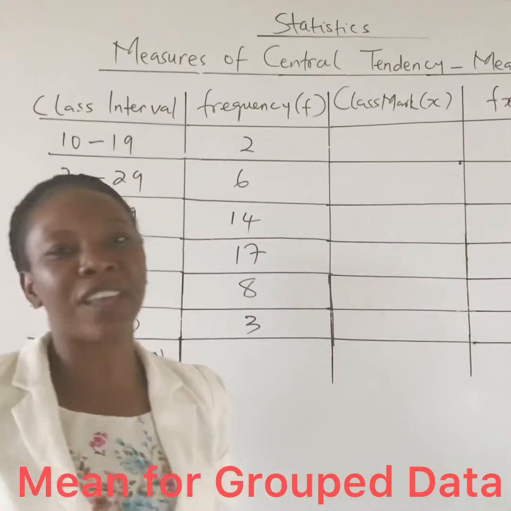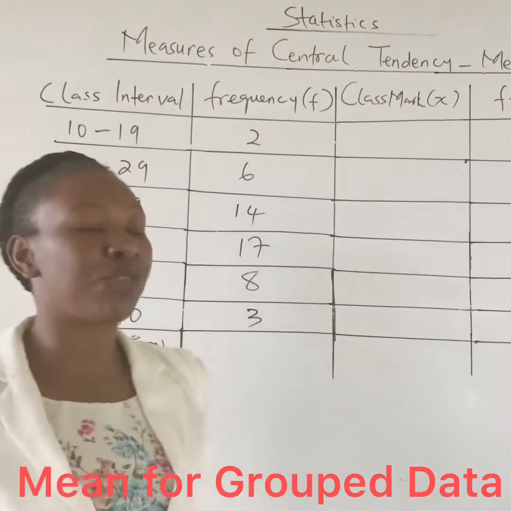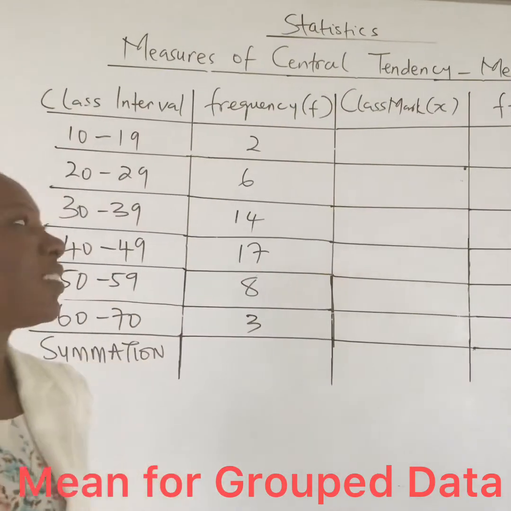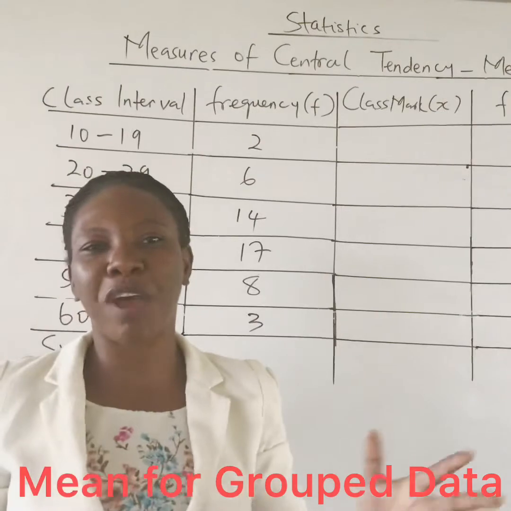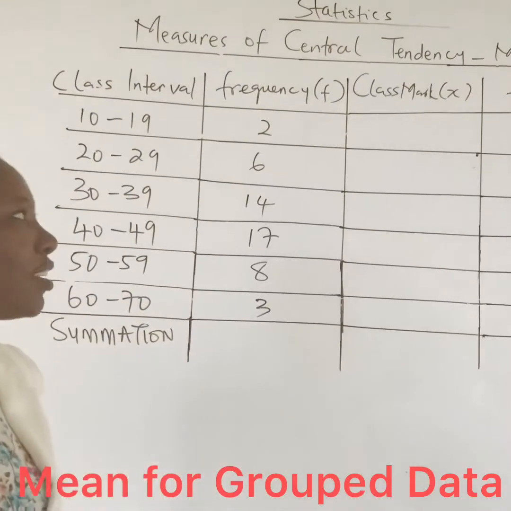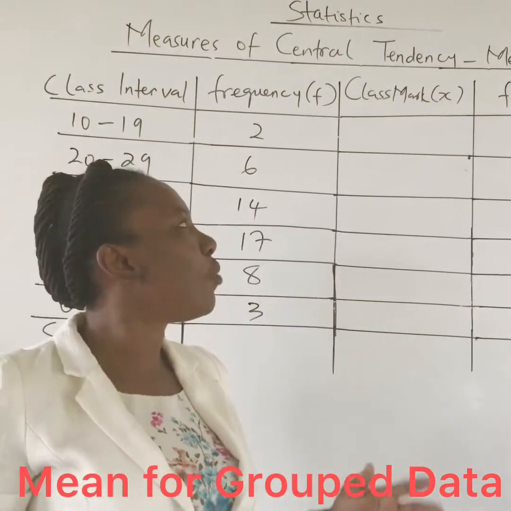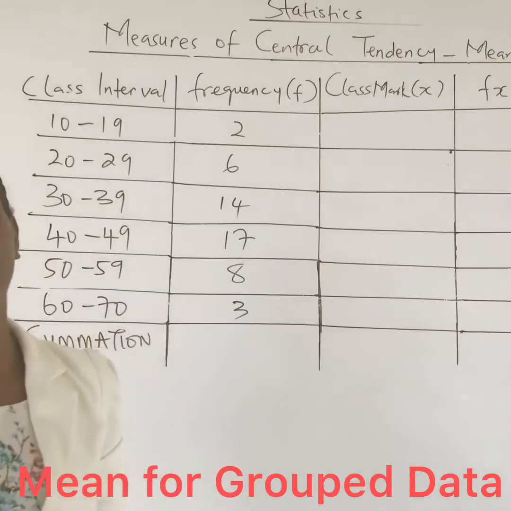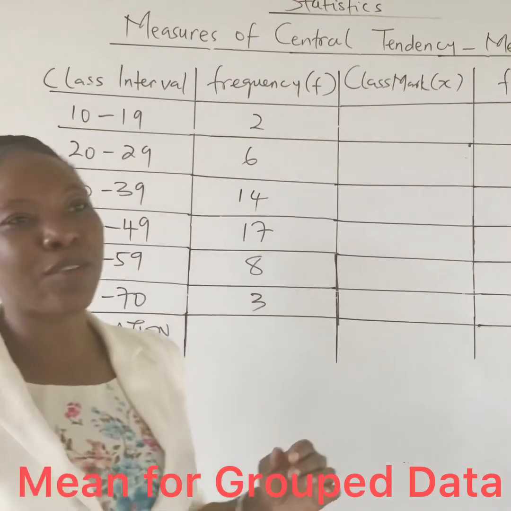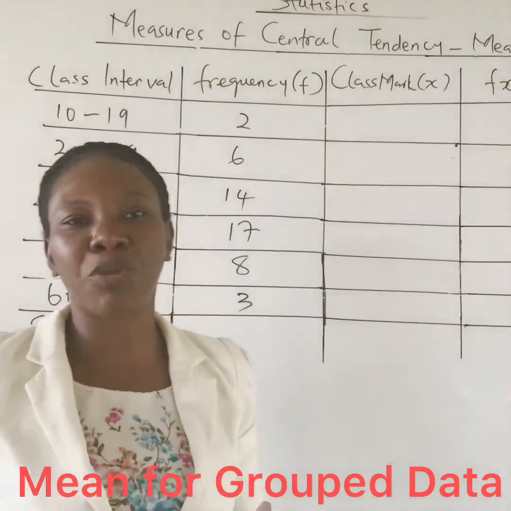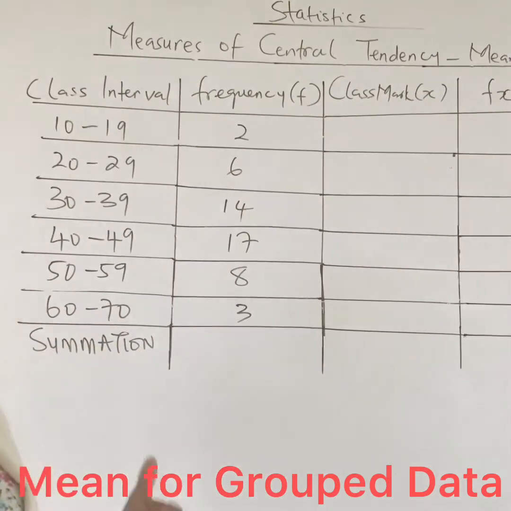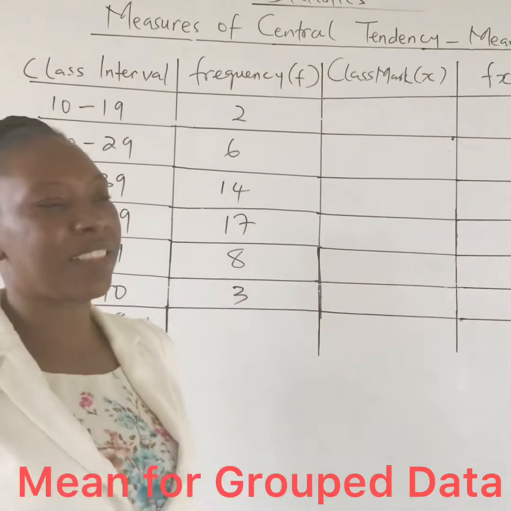Okay, what do we use measures of central tendency for? We use it in a distribution to determine the central value of that given distribution. So today we'll be looking at the mean and we're focusing on grouped data, how you can use the mean to determine the central value of given grouped data.